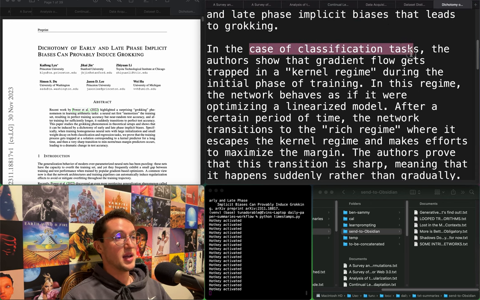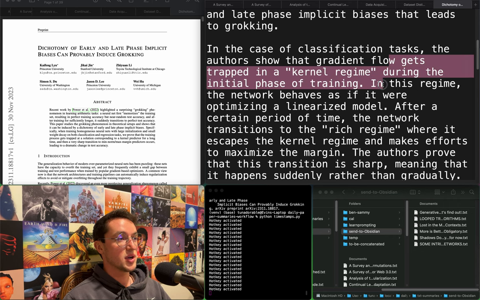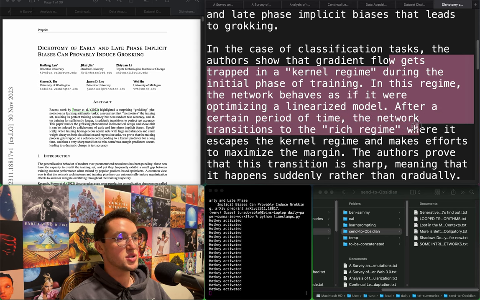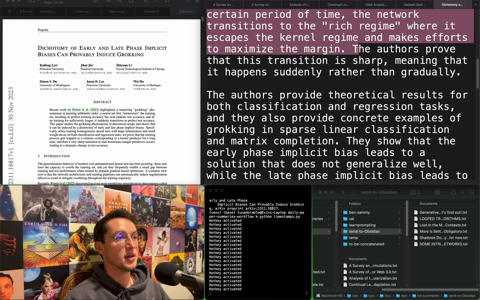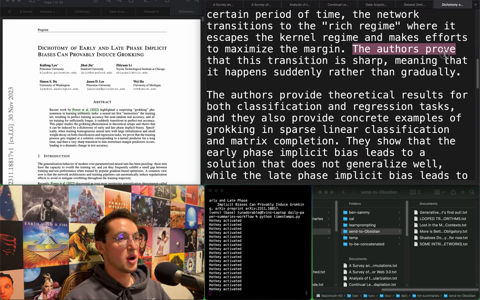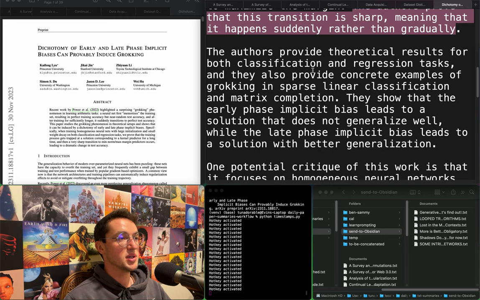In the classification task, the authors show that gradient flow gets trapped in a kernel regime during the initial phase of training. Or is this out of Princeton, Stanford, Michigan? In this regime, the network behaves as if it were optimizing a linearized model. After a certain period of time, the network transitions to the rich regime where it escapes the kernel regime and makes efforts to maximize the margin. Prove that this transition is sharp, meaning that it happens suddenly rather than gradually.